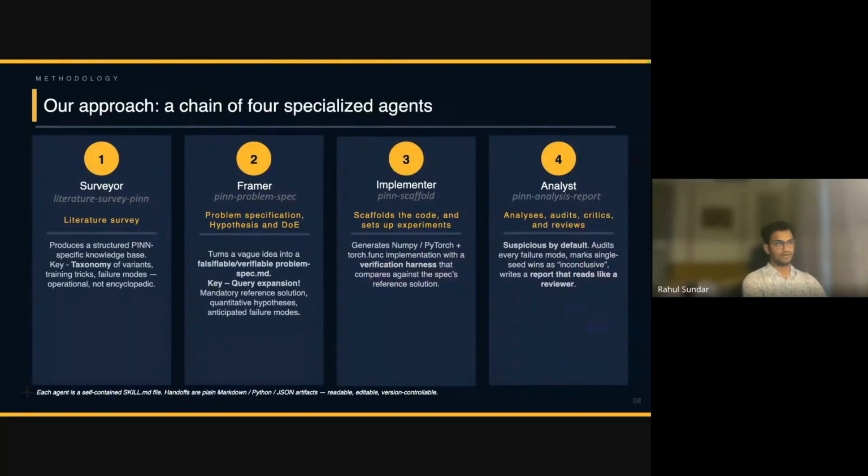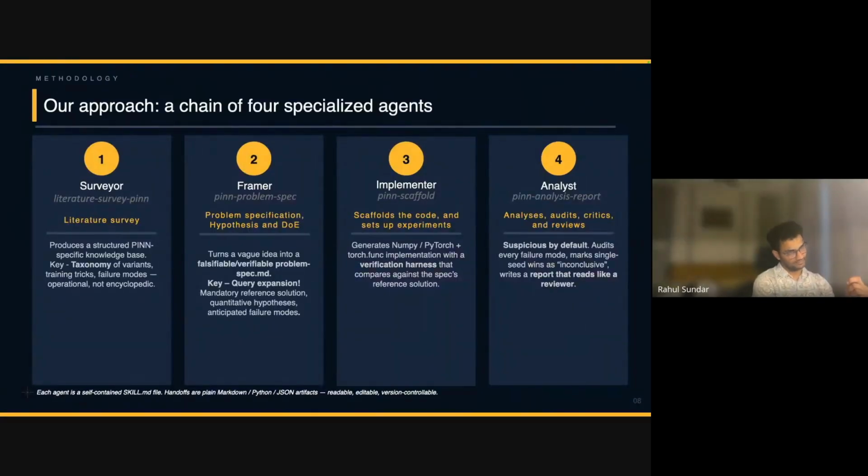And the next is to set up scaffolds. At this moment, I have kept it very simple, linking it only with NumPy, PyTorch, and a very basic physics-informed learning library called DeepXDE. And you can choose to implement across any of these modalities. It also has a verification harness such that it compares against a reference solution. So the reference solution also becomes very important when you're using auto research in the context of PINNs. Without a reference solution, you cannot confidently claim that PINNs work.